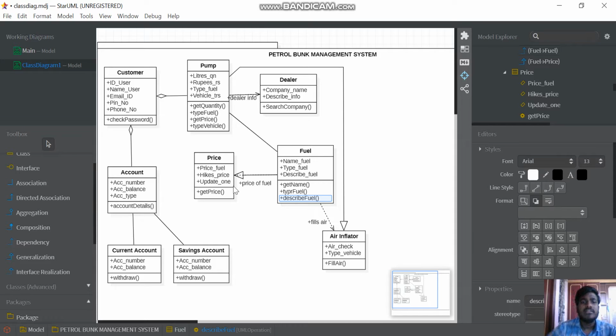This Price class also shows the user what the price is that day and what the price is on another day. It shows the hikes in the price of petrol, and it is also updated. So the operation used here is get price. The user gets the price from the Price class, whether at the petrol pump or the bunk. After these five classes, the user fills the car, vehicle, everything.